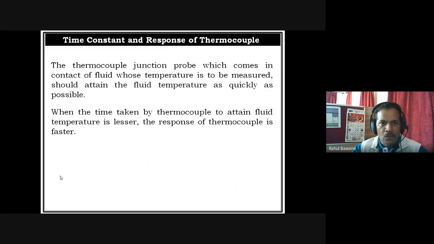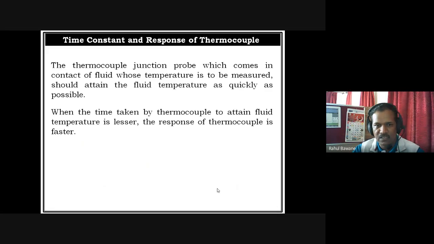Correct? When the time taken by a thermocouple to attain a fluid temperature is less, the response of the thermocouple is faster. So quite naturally, if we choose any device to measure the temperature, we will prefer the device which gives the results very quickly. Whatever the stream temperature, it shows it very quickly, faster. So we prefer that one. That is called the response.